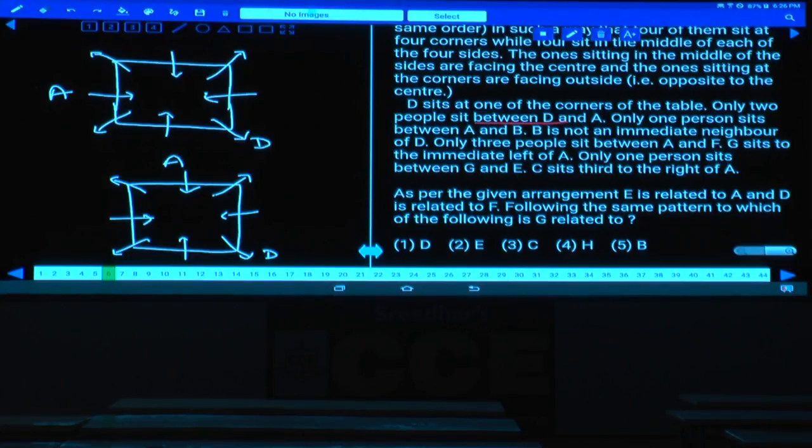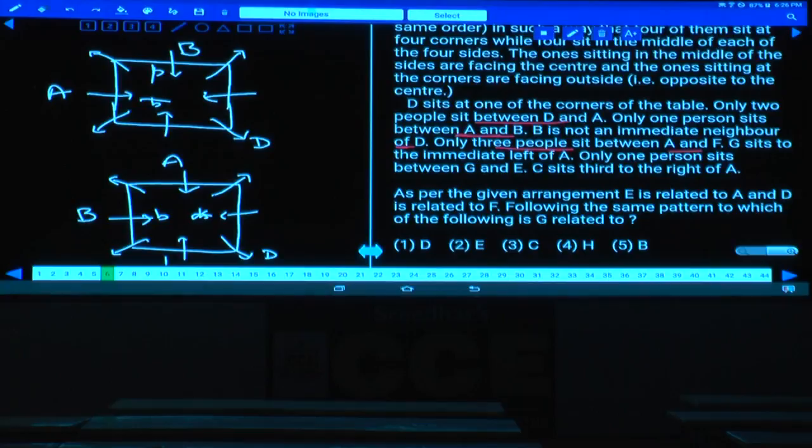Only 1 person between A and B. Now in this case, B can be either here or here, and in this case also B can be either here or here. B is not an immediate neighbor of D. As B is not an immediate neighbor of D, B cannot be at this place, hence B must be here. In the other case, B cannot be here, B must be at this place. Are you following this one or not? Only 1 person between A and B, B is not an immediate neighbor of D, only 3 people between A and F.